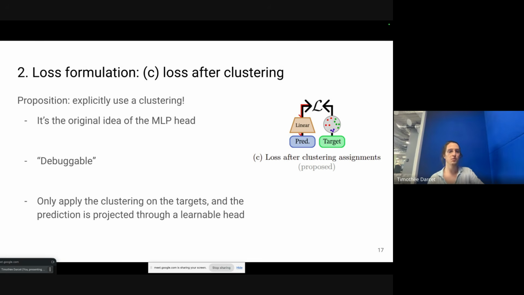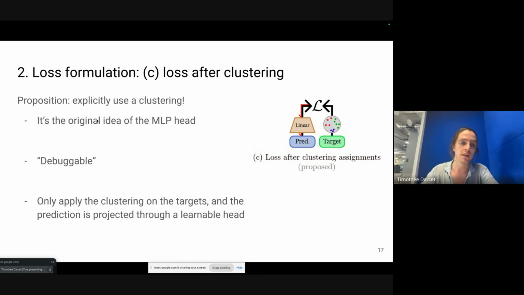So what I propose to do is, all right, forget about all this. If it was a clustering at the beginning, let's use a clustering explicitly. Let's design some kind of projection head on top of our target that is explicitly designed to do a clustering. And then our prediction, well, if it's not the right dimension, we just put it through a linear layer and then you do a cross entropy loss.